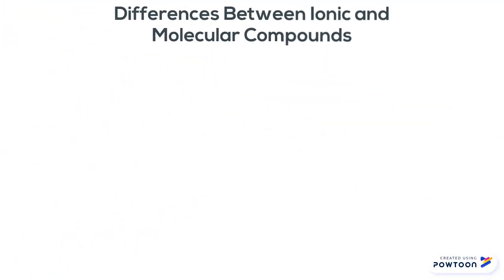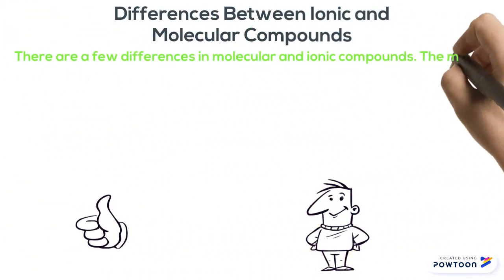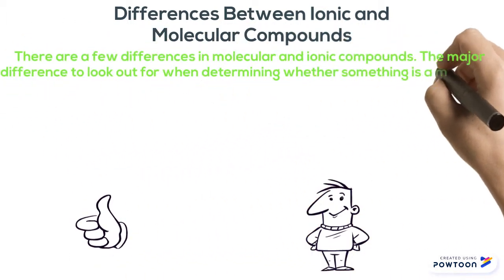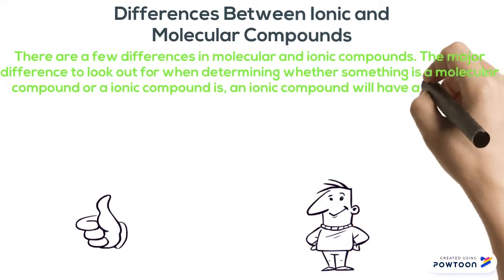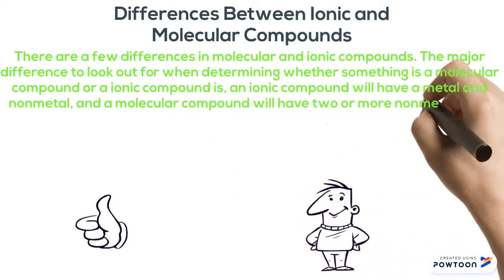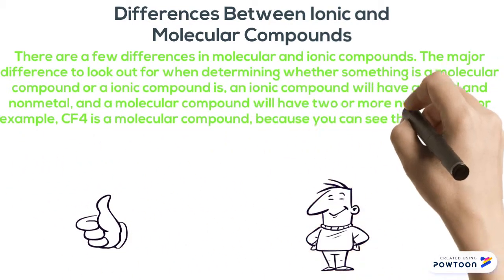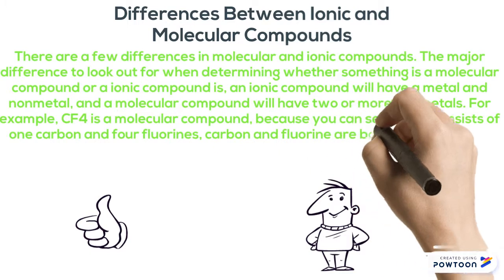There are a few differences in molecular and ionic compounds, but the major difference to look out for when trying to differentiate between molecular or ionic compounds is that ionic compounds will have a metal and a nonmetal, and a molecular compound will have 2 or more nonmetals.